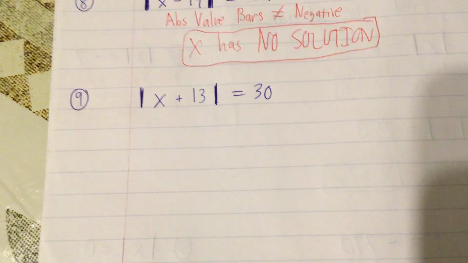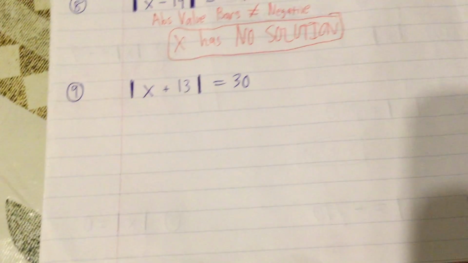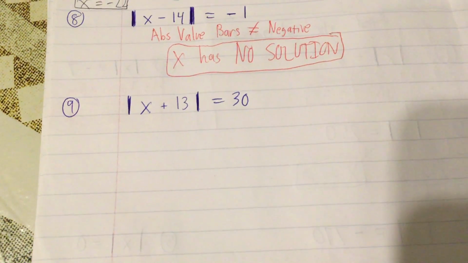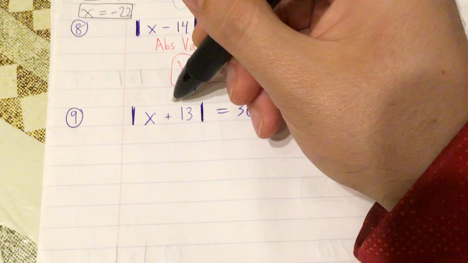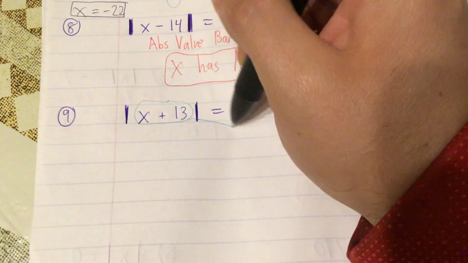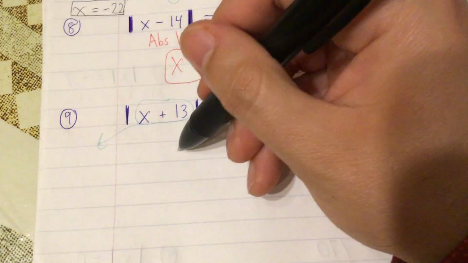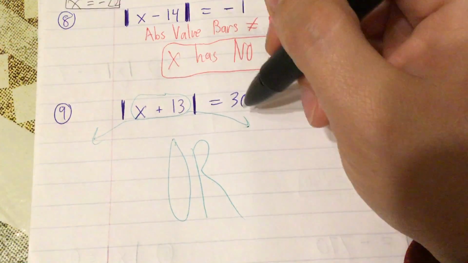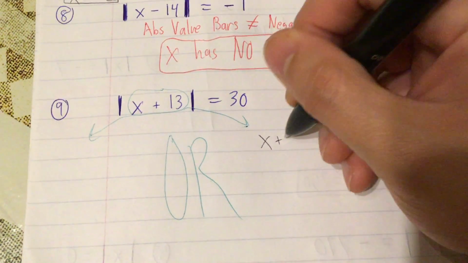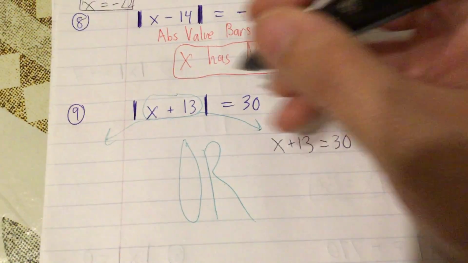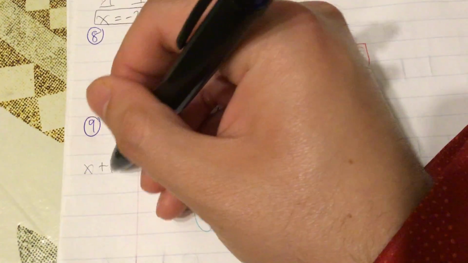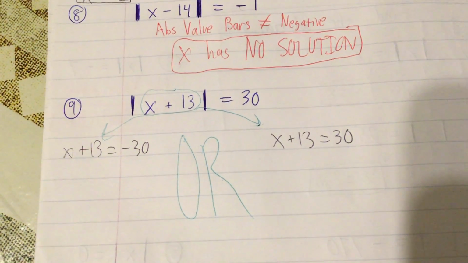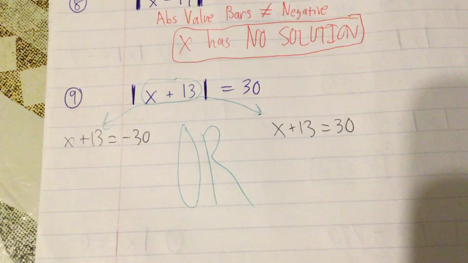X plus 13 in the absolute value bars equals 30. How do I solve this problem? Well, I'm going to split this up into two equations. Remember that it's a positive output, so that means I can go forwards 30 or backwards 30. So x plus 13 equals 30, or x plus 13 equals negative 30. See if you guys can solve these two equations separately and independently.